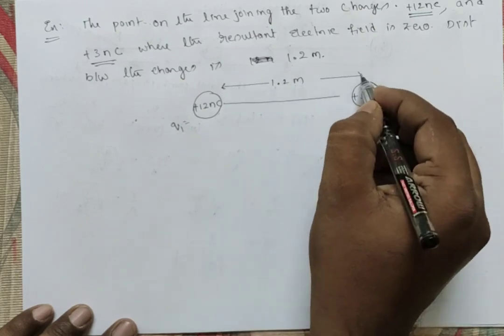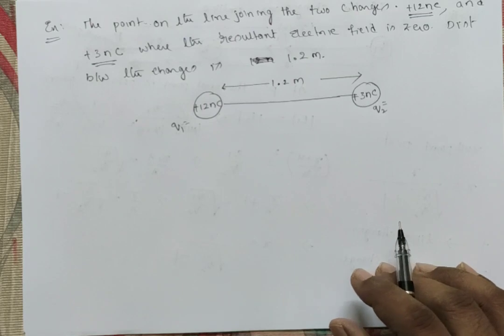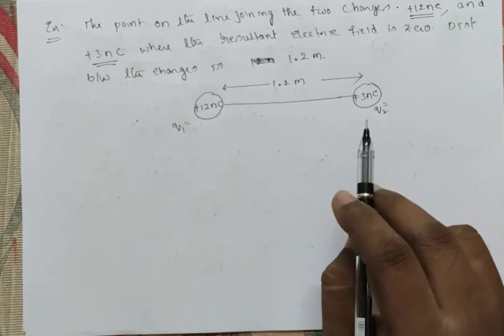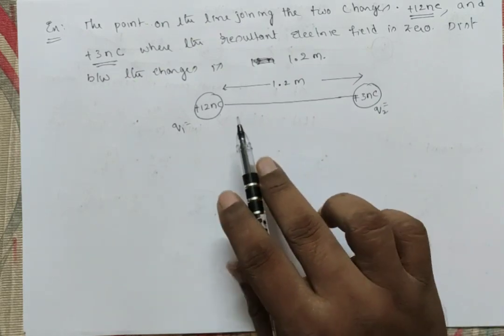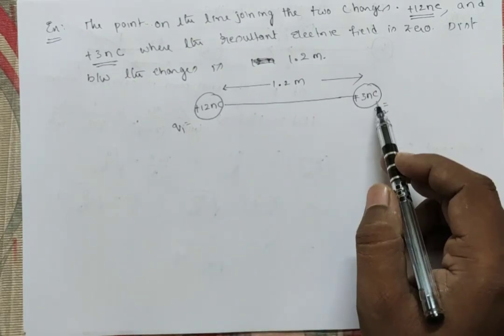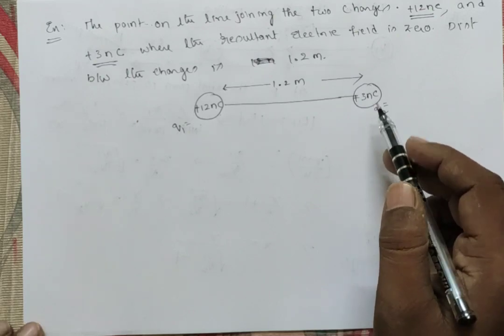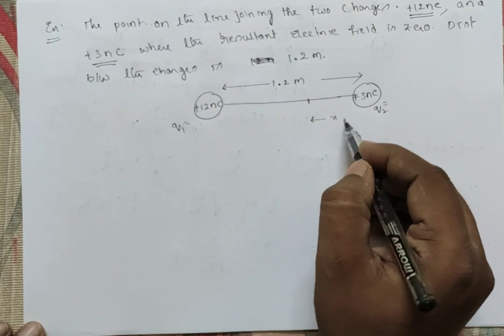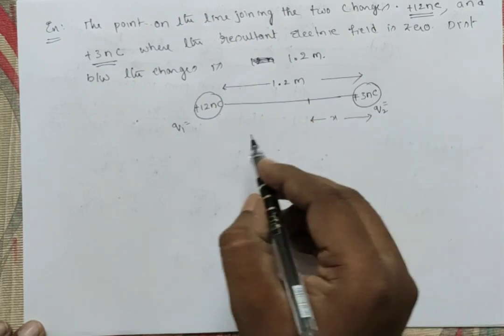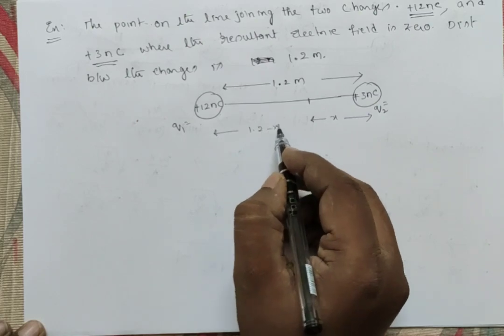Then immediately you have to have an idea, the null point is always closer to the smaller magnitude of charge, that we discussed already. So here the smaller magnitude is nothing but 3 nanocoulomb. So the null point is possible close to the 3 nanocoulomb charge. So I am taking the distance as x from the 3 nanocoulomb charge, and the remaining is 1.2 minus x.